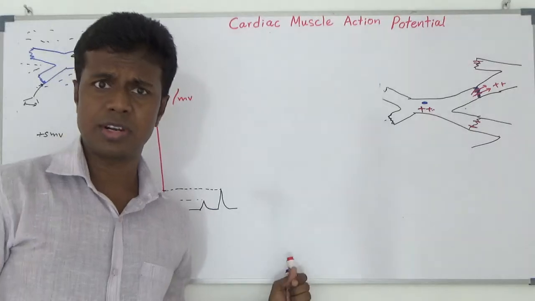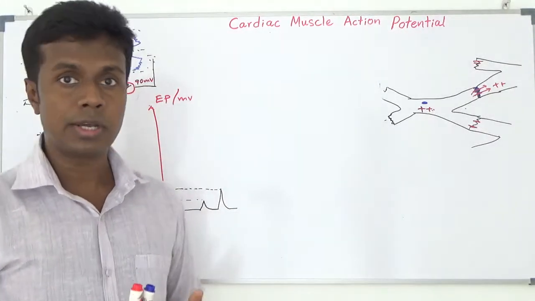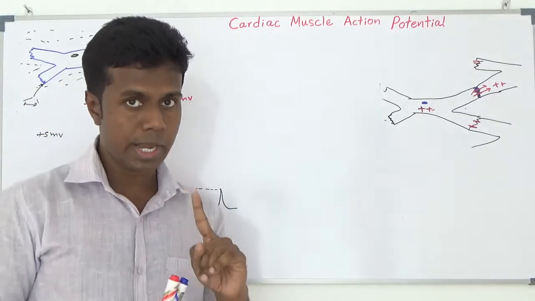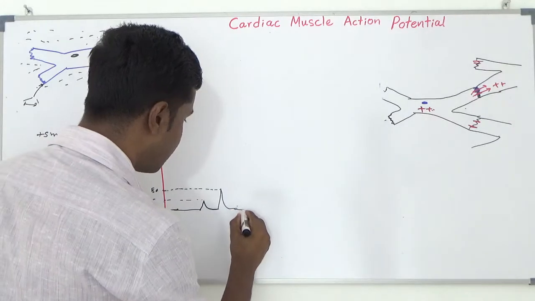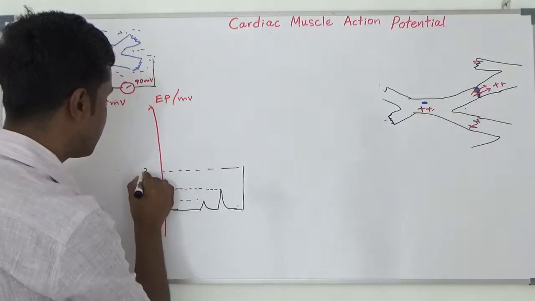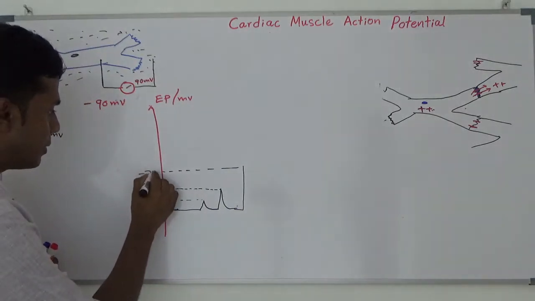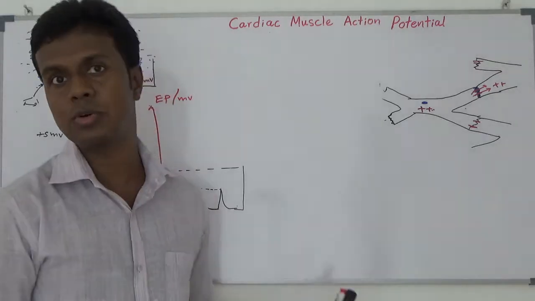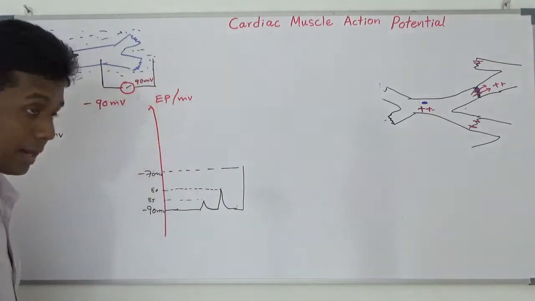Then I give another 20 millivolt here, and I didn't look at the myocardial cell even, because even though I give 5, 10, nothing happened. This time also I expect nothing happened. So I give 20 millivolt here. That means minus 90 to 20 millivolt means minus 70 millivolt. I didn't look at even the cell. I just give electrical current like this. Then I look at the cell.